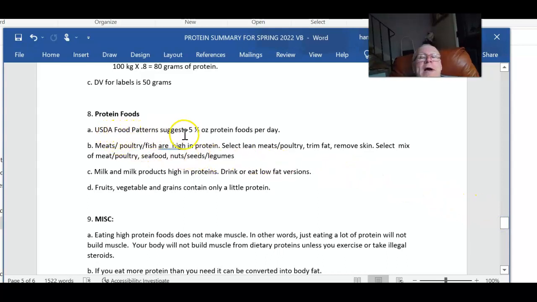The USDA food pattern suggests 5.5 ounces of protein per day. Meats, poultry, and fish are high in protein, and you know that. The good thing about fish is a lot of times the fat that's associated with the protein is omega-3s.